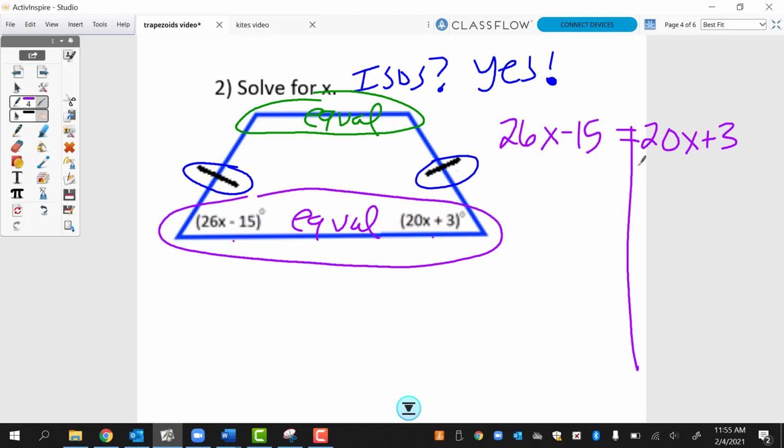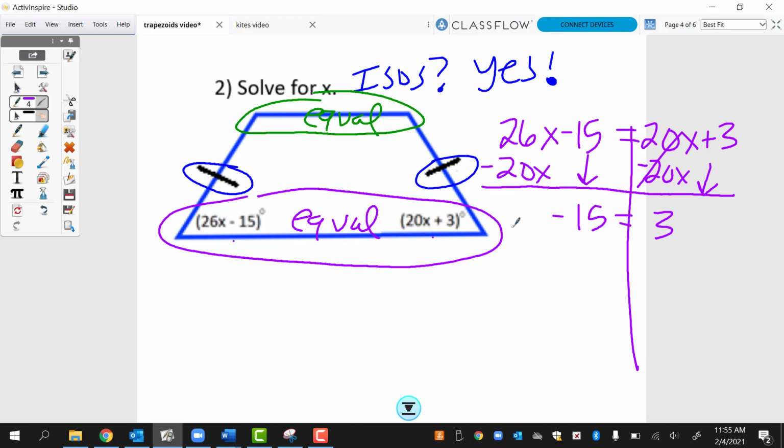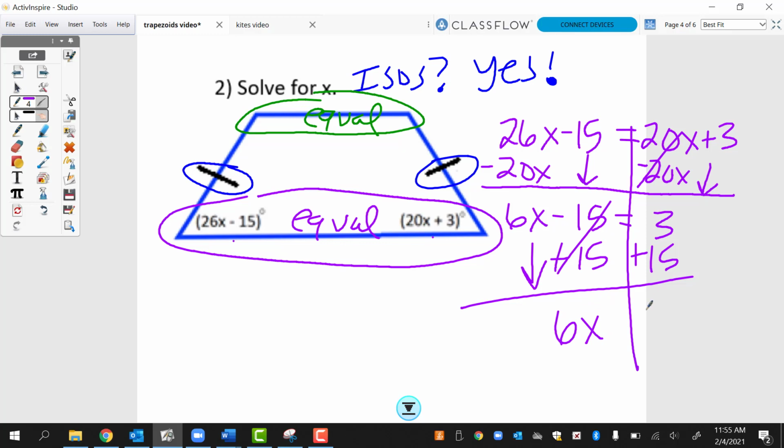How do I solve it? Well, I got to move x's so they are on the same side. So minus 20x. Goodbye x. 3 drops down. Negative 15 drops down. 26 minus 20 is 6x. Now we're moving the 15 to the other side, so plus 15, plus 15. 6x drops down. 15 plus 15 gone. 3 plus 15 is 18. And divide by 6. Okay. 18 divided by 6 is 3.